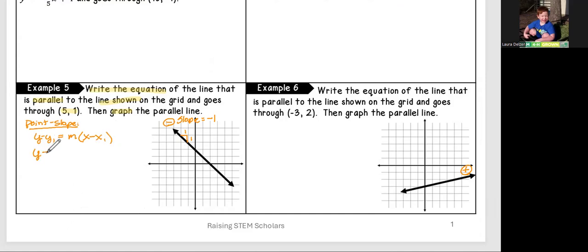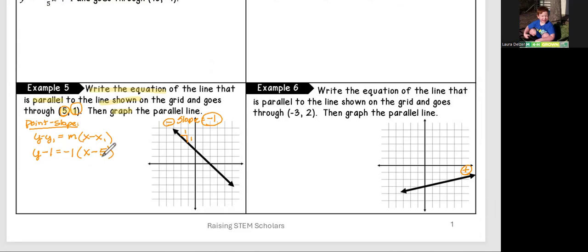My y minus 1. My m is this -1 here; we got it off the graph. x minus x1, which is 5.